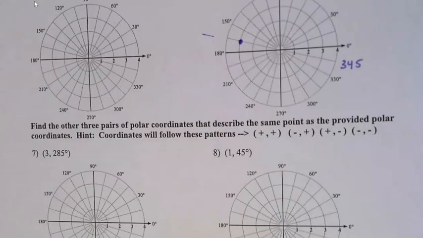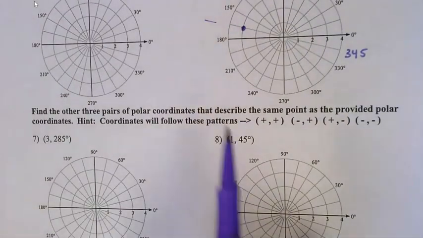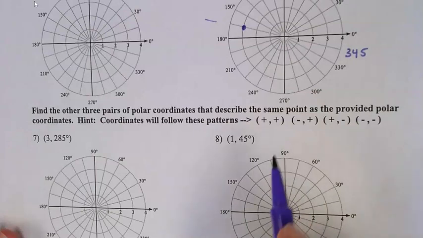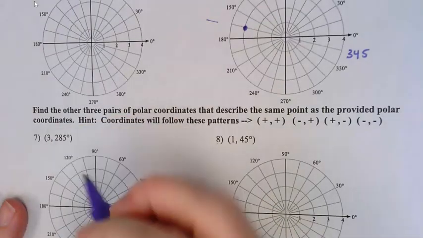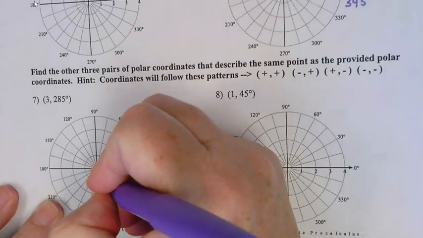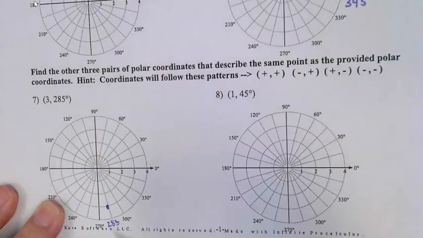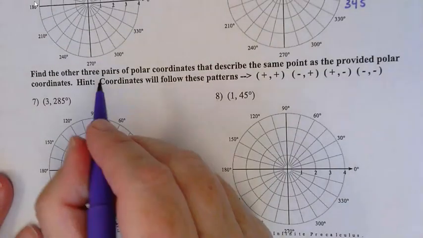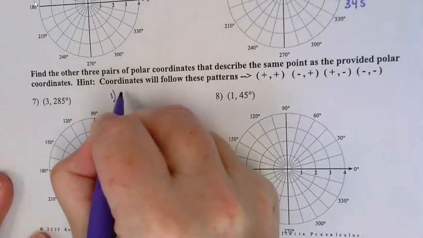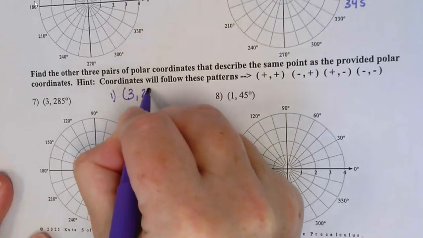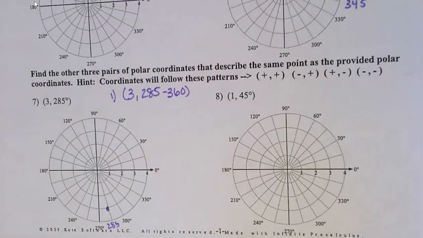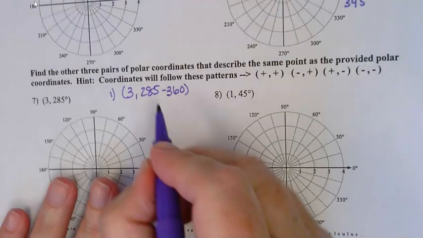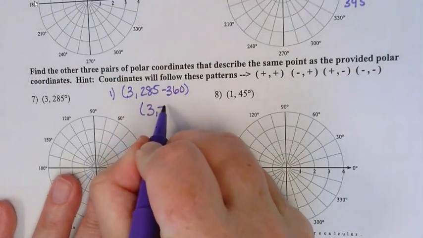So here we go. What we want to do is find 3 pairs describing the same point. So let's go ahead and put 285. So here's 285. That's 3 and 285. 1, 2, 3. Okay. So remember the first one, you're going to do 285 minus 360. Okay. And I get 3 and negative 75.